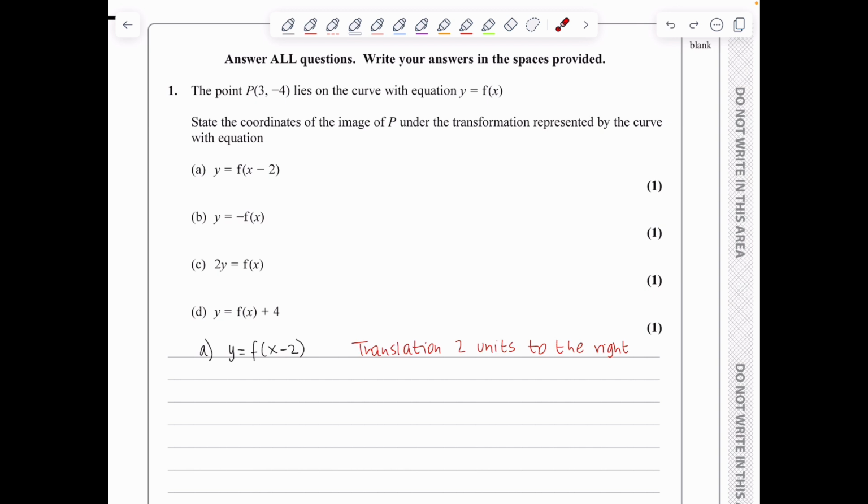Remember that anything that appears within the bracket goes along the direction of x, contrary to what you would expect to do. So we're not deducting 2 from x, we are adding 2 to x, and therefore we take the point (3, -4) to (5, -4).